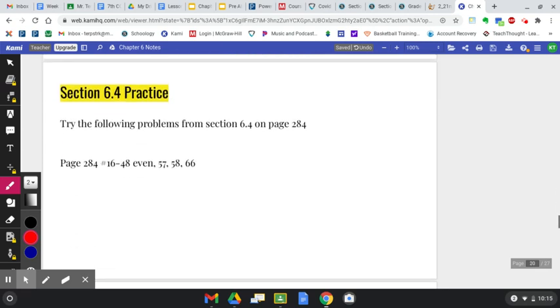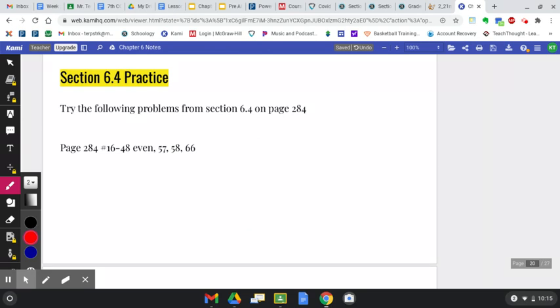So our assignment for today starts on page 284. You're going to do 16 to 48 even, and then 57, 58, and 66. Please do that on a separate sheet of paper.